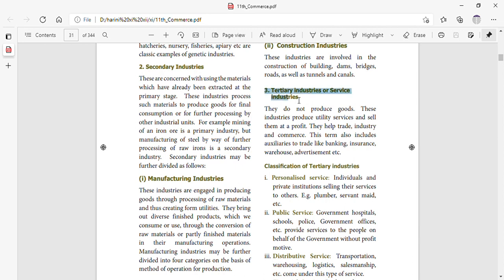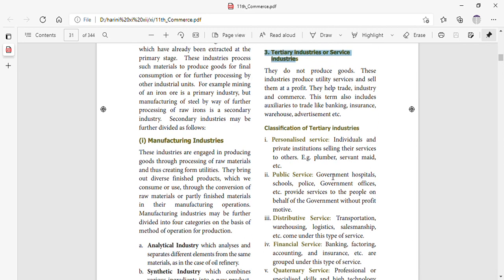So tertiary industries. What are tertiary industries, or service industries? They are helping the other industries. The examples of tertiary industries are personalized service. Here, personalized service is service by a plumber, by a servant maid. Then public service. What is public service? It is a government hospital, school, police station, government offices. All these things are public service.